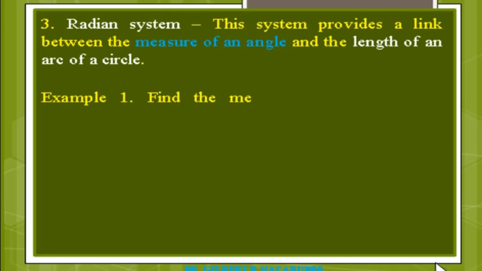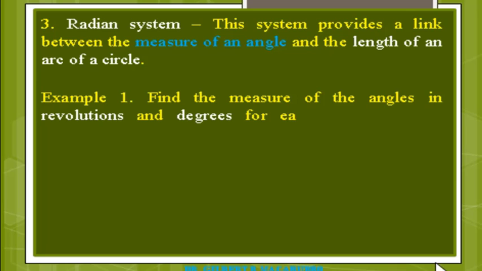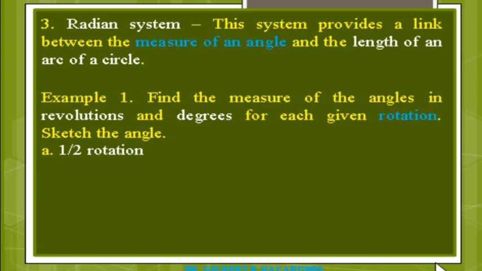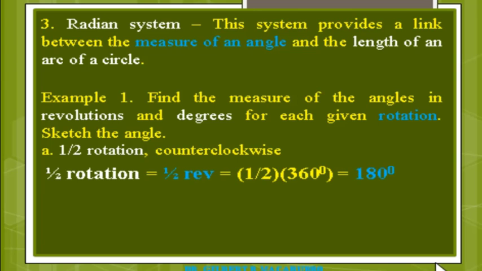Example number 1. Find the measure of the angle in revolutions and degrees for each given rotation. Sketch the angle. 1/2 rotation counterclockwise. This is just the same as 1/2 revolution, which is simply equal to 1/2 of 360 degrees. Simplifying further, this is simply equal to 180 degrees.